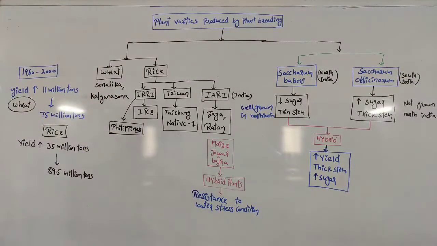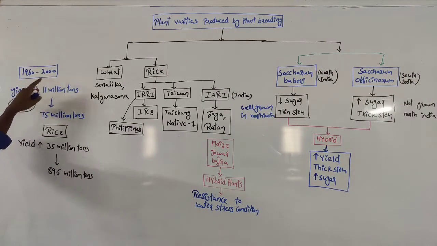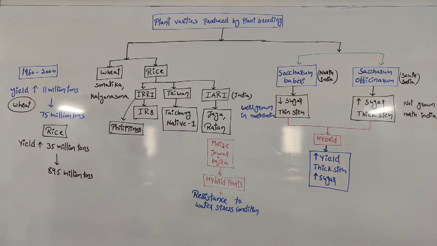Before going to the topic, we have to know the role of the plant breeding process in the production of rice and wheat. Between 1960 and 2000, the plants produced by plant breeding increased the yield, either rice or wheat. There is a dramatic increase in wheat production and rice production throughout the world.